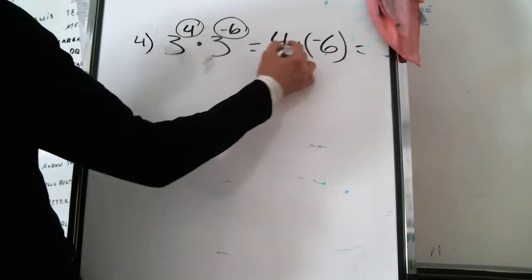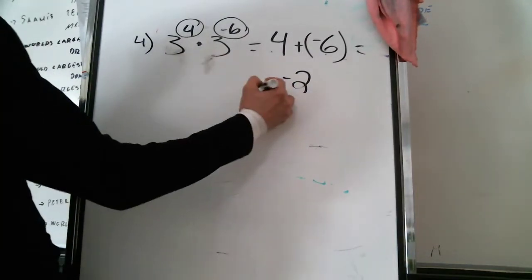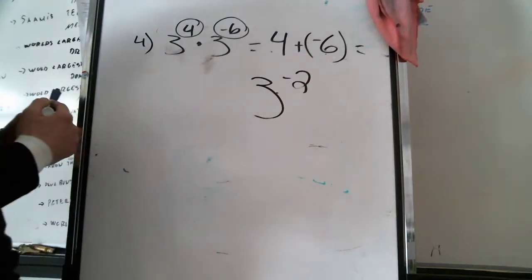This one here, bigger team wins. It's bigger by 2. This is going to be negative 2. So this whole thing would be 3 to the negative 2.